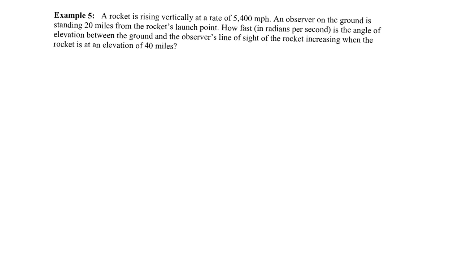This rocket is rising vertically at 5,400 miles per hour. Got an observer on the ground standing 20 miles from the rocket's launch point. And the question is, how fast in radians per second is the angle of elevation between the ground and the observer's line of sight of the rocket increasing when the rocket is at an elevation of 40 miles?